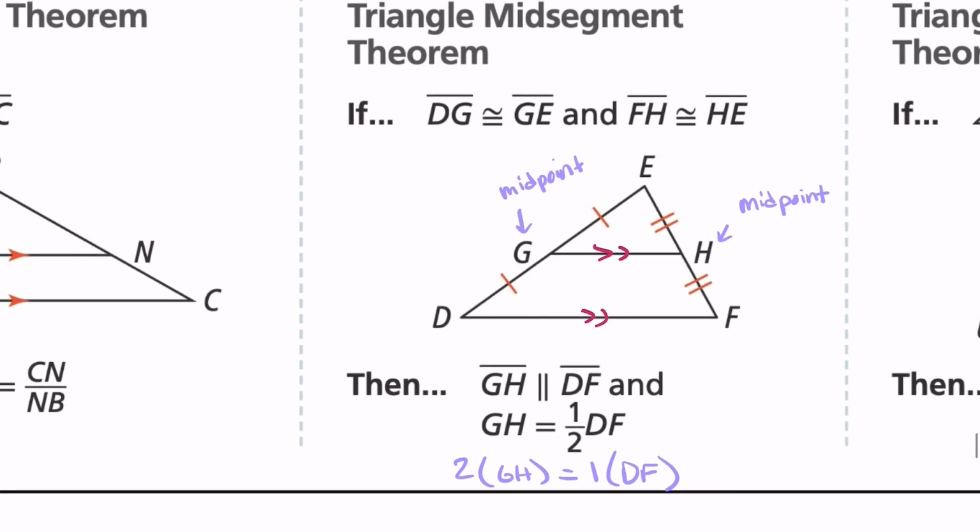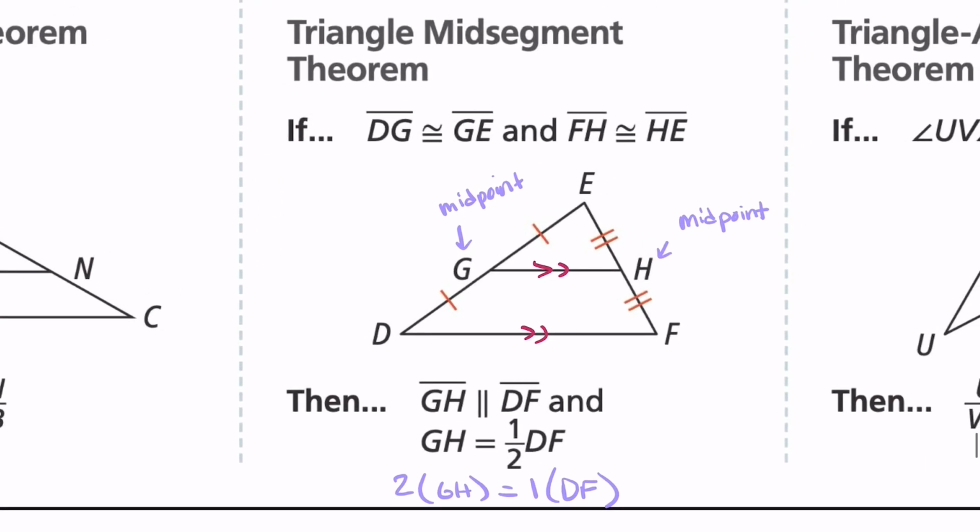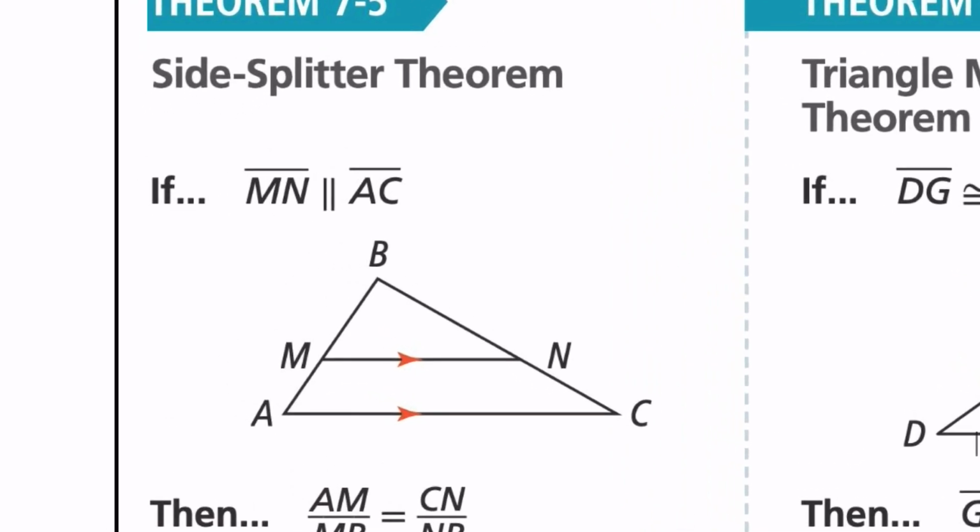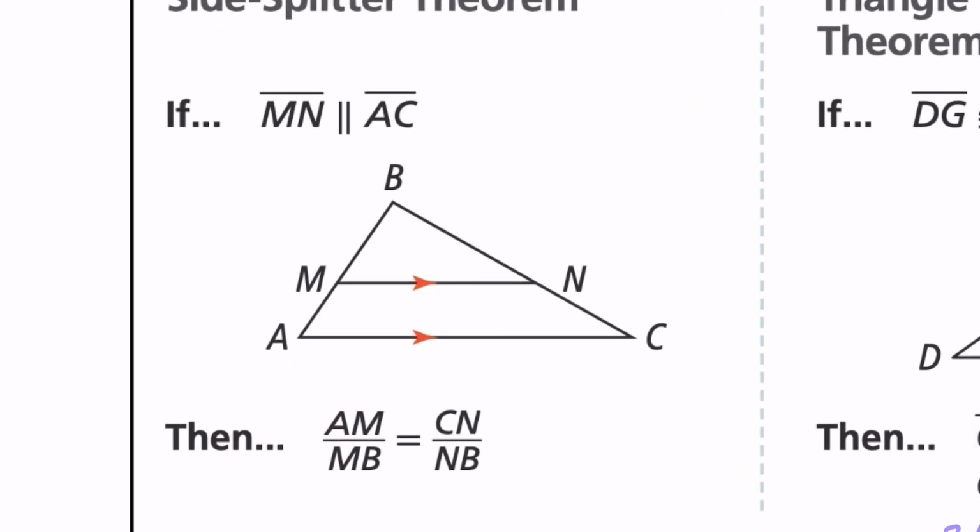And the triangle midsegment theorem has an extension called the side splitter theorem. It simply says that AM, this segment right here, is in ratio with MB, as CN is in ratio with BN. Notice it doesn't involve our bases. So if I were to give it variables A, B, C, and D, it would be A over B is equivalent to C over D.